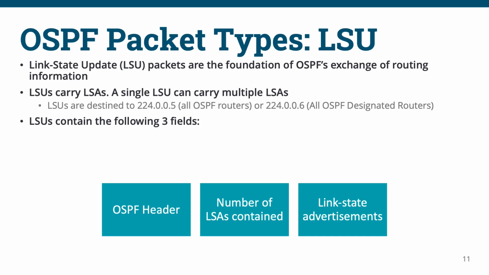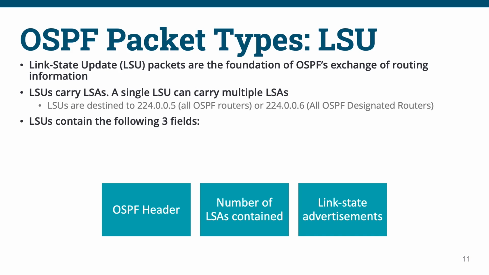The link state update packet, or LSU packet, is really the foundation of the protocol's network reachability information propagation system. The LSU carries LSAs, plain and simple. An LSU packet can carry 1 or multiple LSAs. These packets are always destined for 224.0.0.5 or 224.0.0.6, representing the all OSPF routers and all OSPF designated routers well-known multicast addresses, respectively.